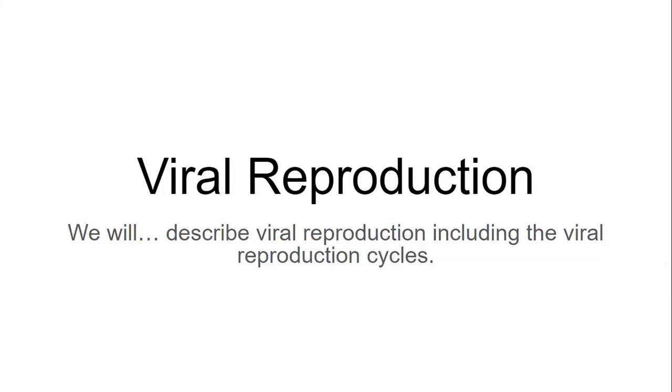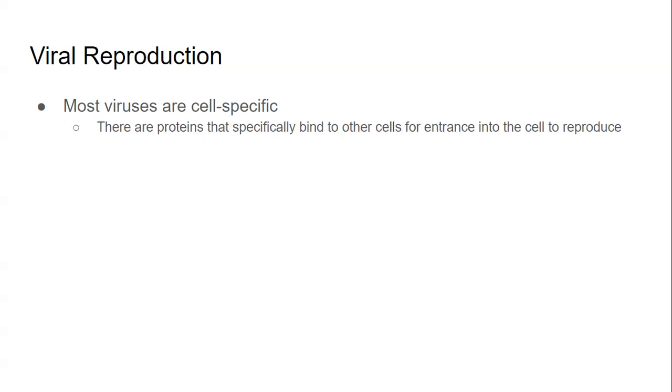Hey everyone, today's lesson is going to be over viral reproduction, and our learning objective is we will describe viral reproduction, including the two viral reproduction cycles. So, we talked about viruses a while ago, so we know that viruses can't reproduce on their own, but that most viruses are cell specific. So, there are certain proteins that specifically bind to other cells for entrance into the cell to reproduce.